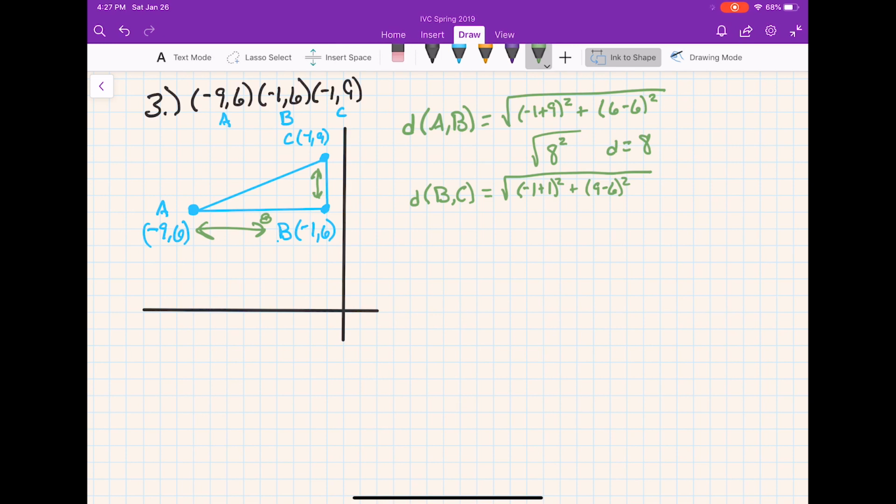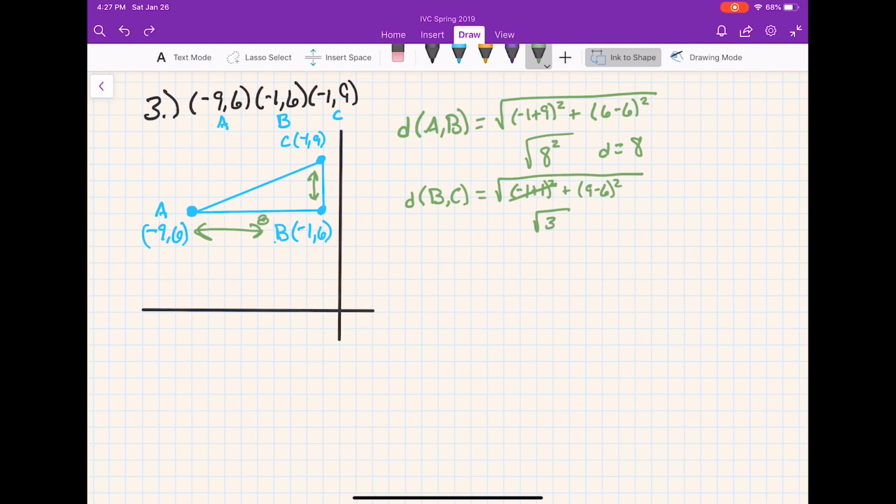And this is going to cancel out, so we're going to get nothing here. And 9 minus 6 is 3, and that's squared. And let's make that a 2. Okay, and so the square root of 3 squared is just going to cancel out, so it's going to be 3. So this leg is 3.